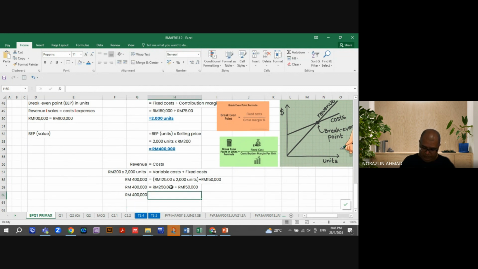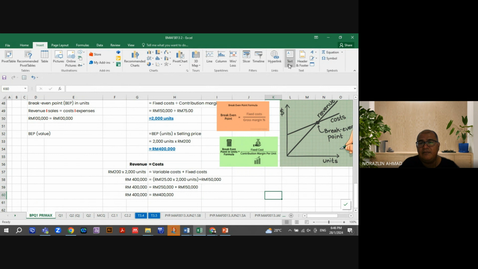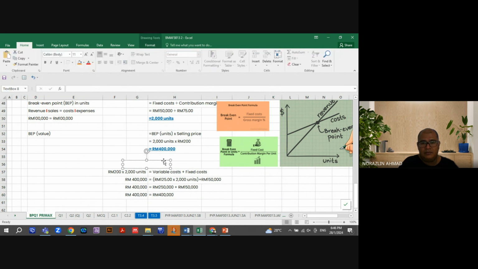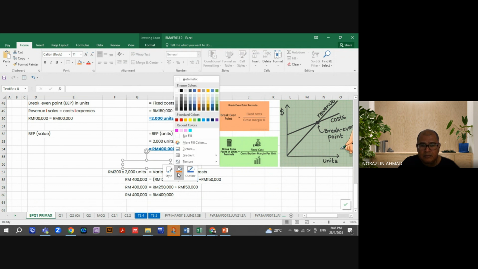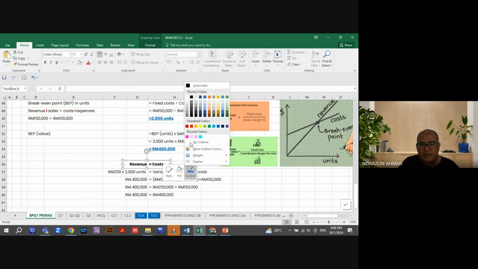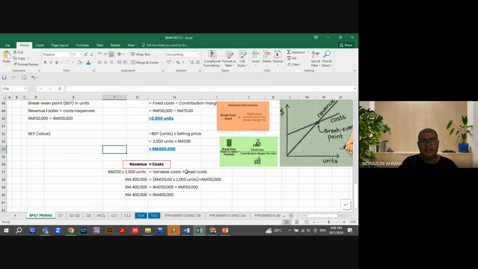So no profit. Revenue equal to cost. Insert text box. This is the formula. Revenue equal to cost. Break even.